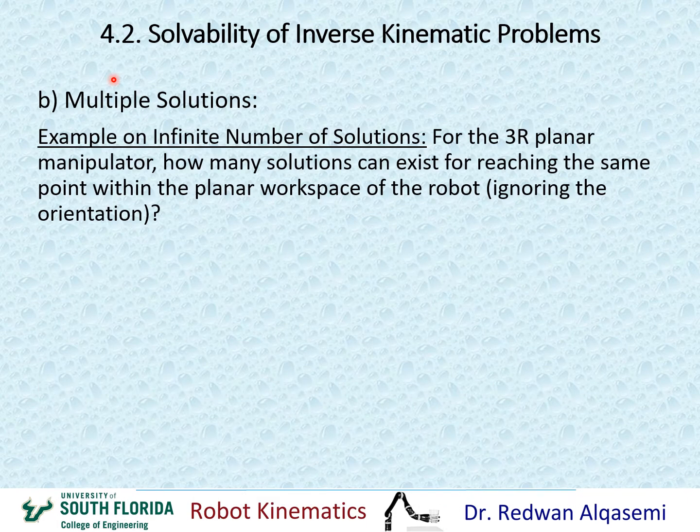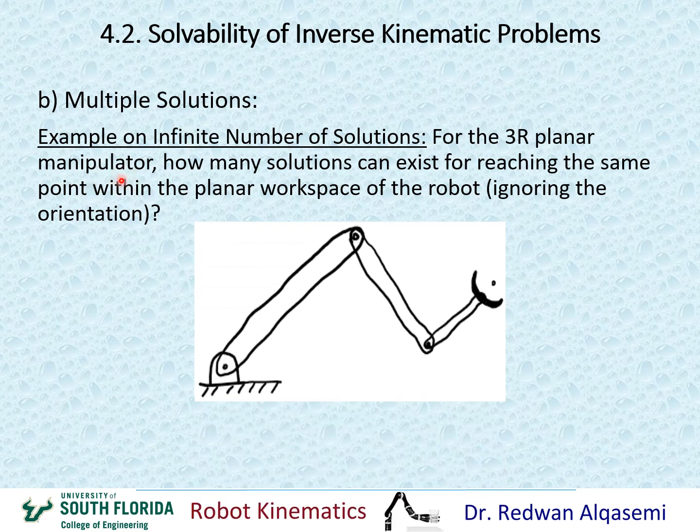Now here's another example that shows, this time, infinitely many solutions for the inverse kinematics. For the 3R planar robot, how many solutions can exist for reaching the same point within the planar workspace of the robot? And again, I want to emphasize here the same point that includes only position, no orientation. So we're ignoring the orientation and we're only looking at the position of the end effector within the workspace. So this is our 3R robot. We have three joints, joint 1, joint 2, and joint 3. And we're looking at the end effector point right here. And we don't care about the orientation.